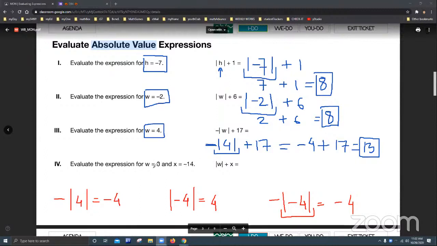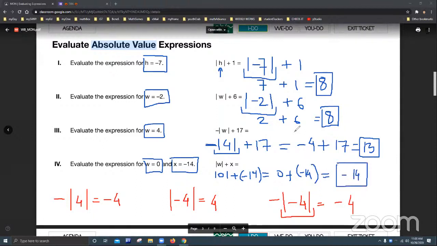The last one says W is 0 and X is -14. So you need to replace those letters with these numbers. W is 0, absolute value 0, and plus, X has no absolute value, so you're going to open up regular parentheses and -14. Now you need to simplify this. Absolute value 0 is 0. It's 0 plus -14. If you add anything to 0, it becomes itself. So it's -14 again. Okay. So this is the second IXL practice that you will do in this lesson.